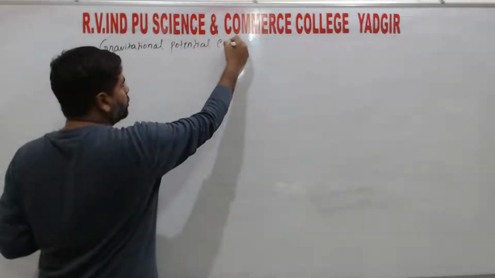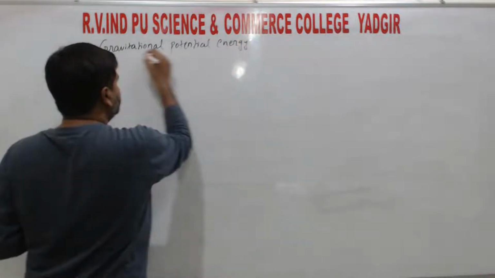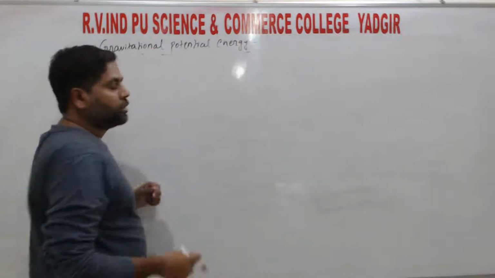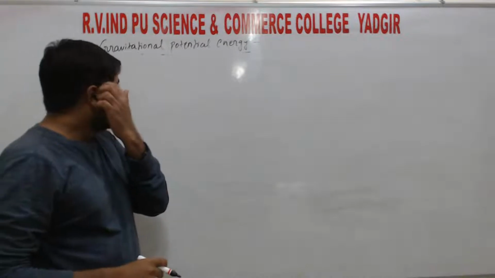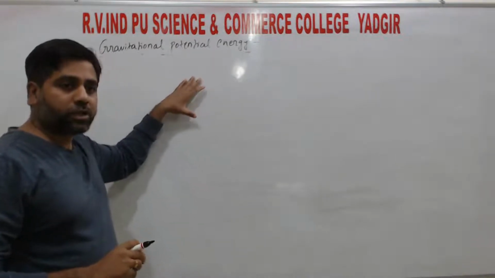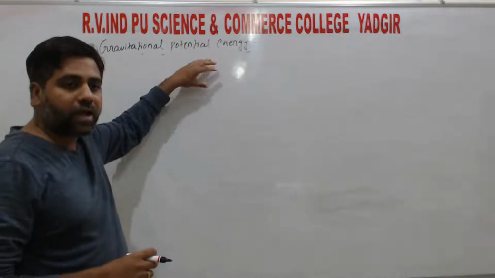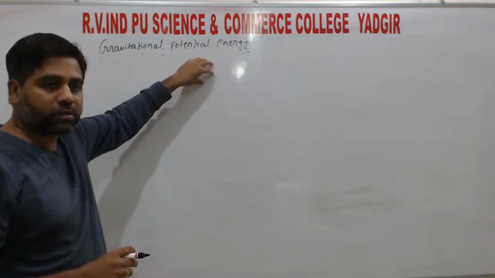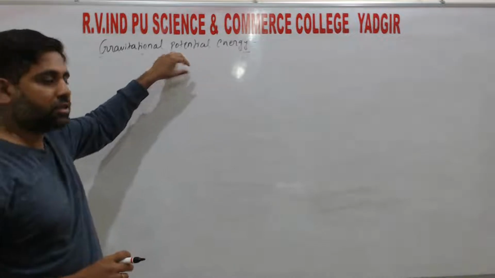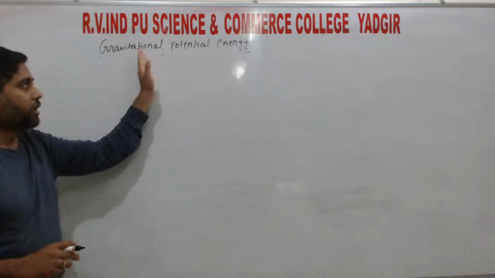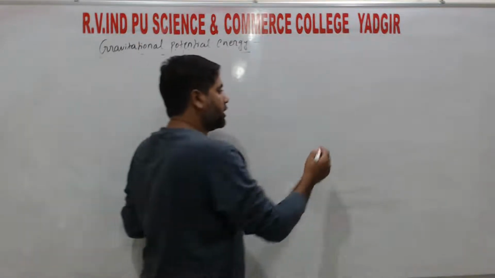Gravitational potential energy, right? Definition: it is the energy possessed by the object due to its position. Position means only when it varies with the height change does that object possess some energy. That energy we call gravitational potential energy, right?